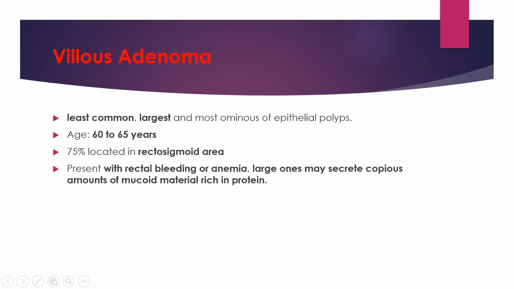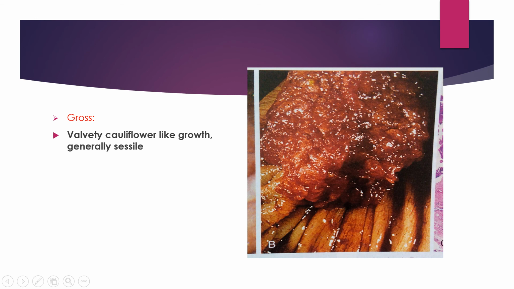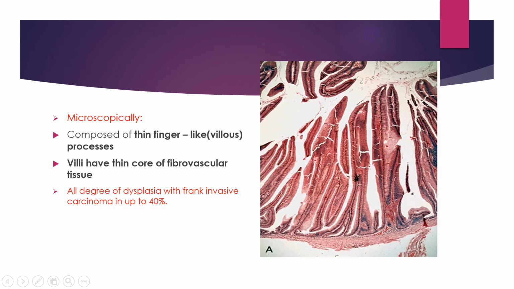Second type, villous adenoma, is the least common and the largest and most ominous of the epithelial polyps. Typical age of presentation is 60 to 65 years. 75% of them are located in the rectosigmoid area. They present with rectal bleeding and anemia. Large ones may secrete copious amounts of mucoid material rich in protein. Grossly, they are velvety, cauliflower-like growths, and generally sessile. Microscopically, finger-like villous processes are seen. Villi have a thin core of fibrovascular tissue, and the degree of dysplasia is such that frank invasive carcinoma is found in up to 40%. These are the finger-like projections.